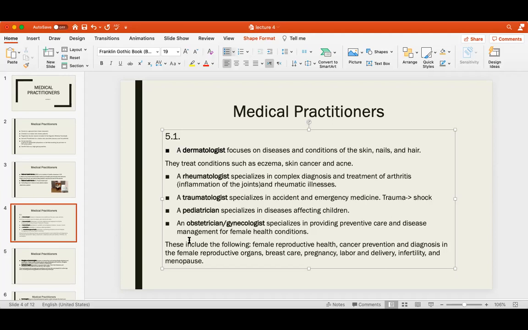An obstetrician or gynecologist specializes in providing preventive care and disease management for female health conditions. We said that the root gyno means what? Woman or female. So a gynecologist means a doctor who is specialized in female health conditions.